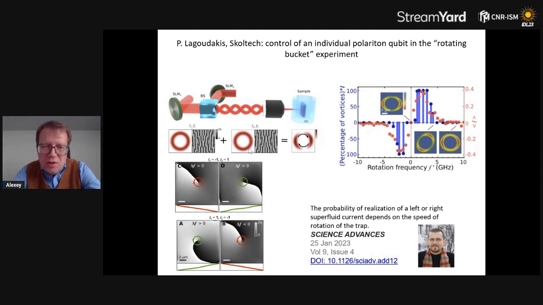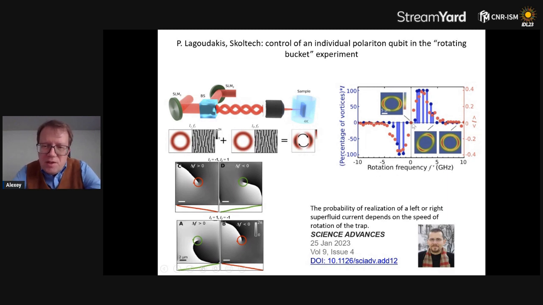Due to this detuning in frequency, in energy, the combined potential that is created by these two laser beams rotates. And you can control the speed of this rotation by controlling the detuning between these two laser beams. So you can rotate it clockwise, you can rotate it anti-clockwise.